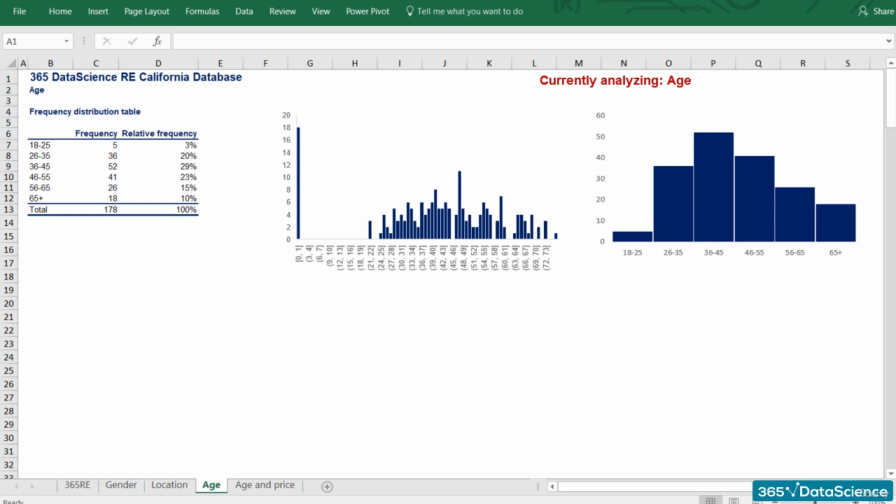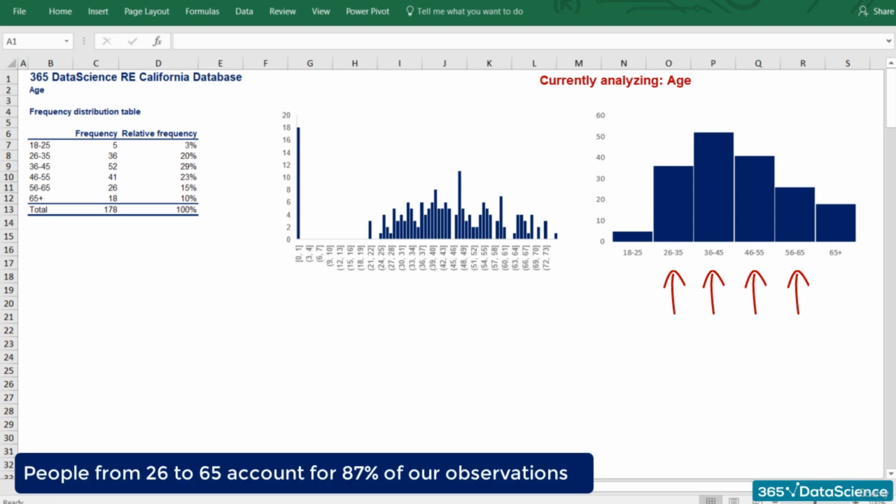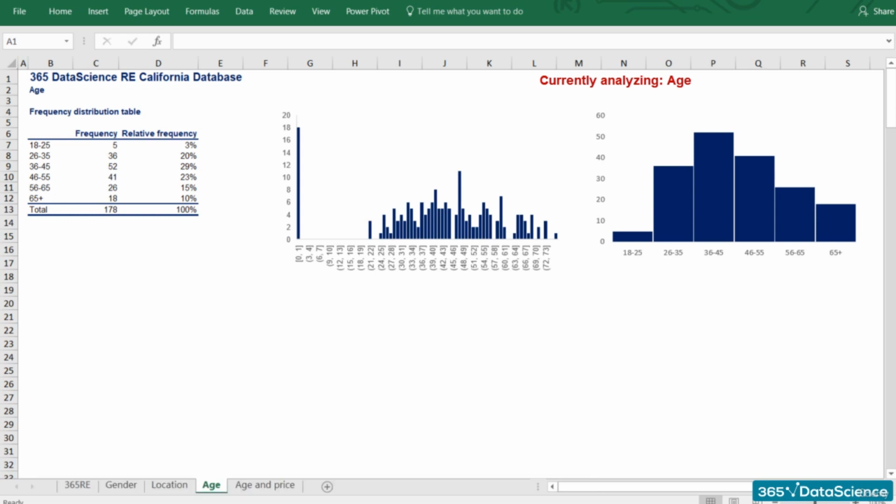Done. This representation is neater, isn't it? We can clearly see that 36 to 45 is the age at which most people purchase a real estate property. Moreover, it is evident that customers from 26 to 65 years old account for 87% of our observations. But we are better than this. We can calculate more statistics to get an improved idea, can't we?